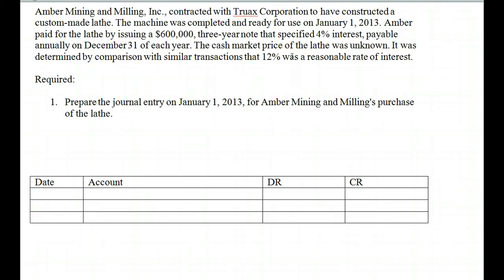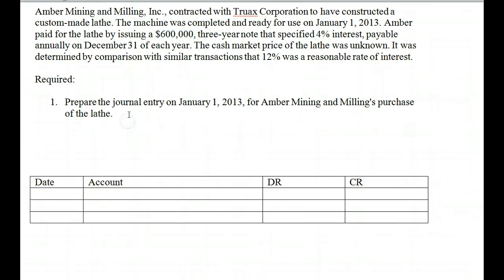So since 12% is a reasonable rate, the fact that we've only got a 4% implied rate on this note is not a realistic interest rate. So what that tells us as accountants is that included in this 600,000 is also some interest. It's not purely the value of the asset. So if that is the case, we have to figure out what is the value of the asset. And the way we do that is very similar to calculation of a bond.